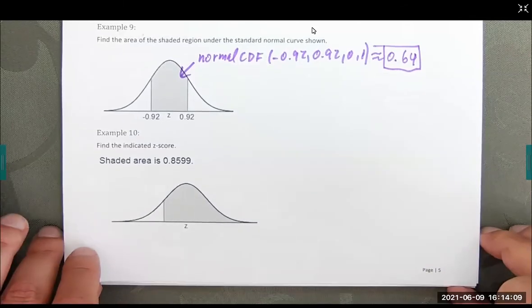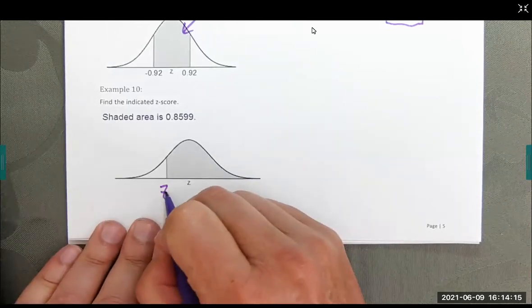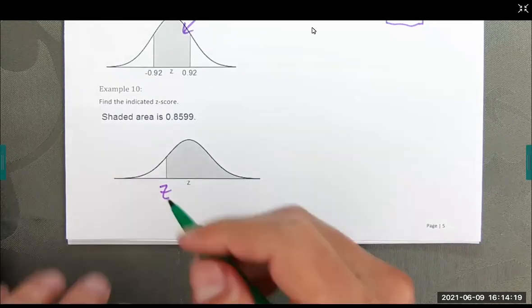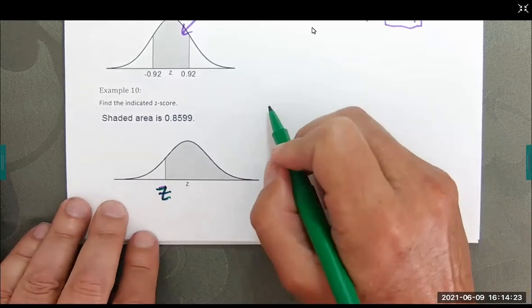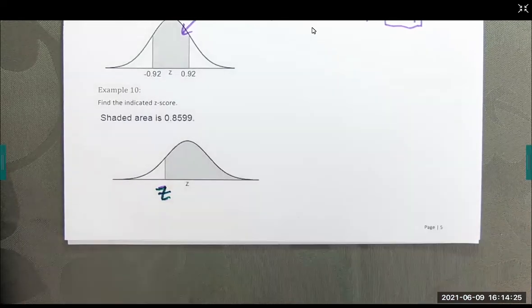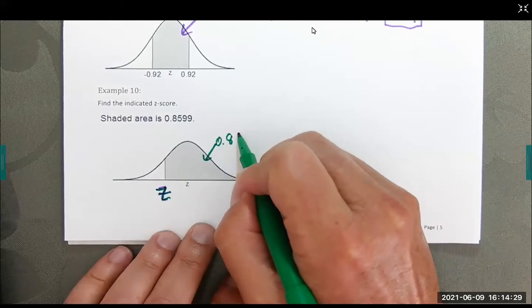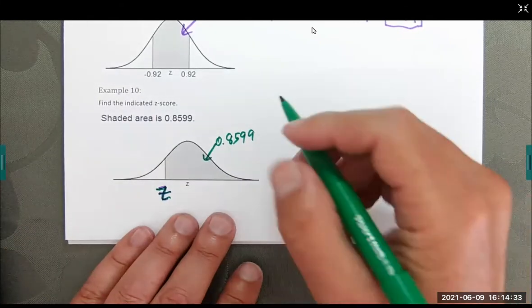And our last one here, they give us the area. So now we're going to use inverse norm. Let's use a different color. Let's use green. So our Z in this case, remember, it's got to be area to the left. So they're saying that this area here is 0.8599. This is area to the right. So I'm going to have to do the 1 minus.